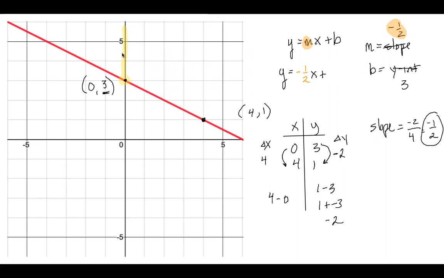And then b is the y-intercept. We found out that the y-intercept was 3. So I can replace b in this formula with the number 3. And right there, y equals negative 1/2 x plus 3. That is the equation of this line. See how nice that is? So if I give you a graph using y equals mx plus b, as long as you can find the slope and the y-intercept, which hopefully you're getting very good at, you can tell me the equation of the line.